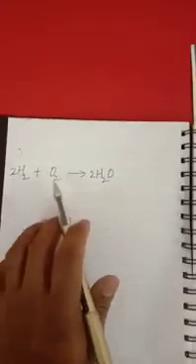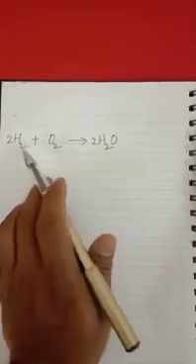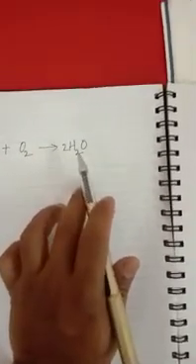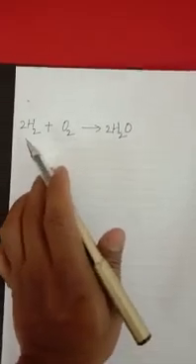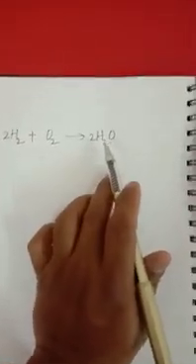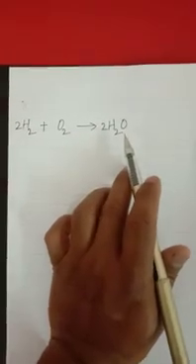Here, you can see in this equation, hydrogen is an element. Oxygen is an element. When hydrogen chemically combines with oxygen, it forms water, which is a compound. Hydrogen is a pure substance. Oxygen is a pure substance. Both are elements. But when they chemically combine in a fixed ratio, it forms water, which is also a compound.